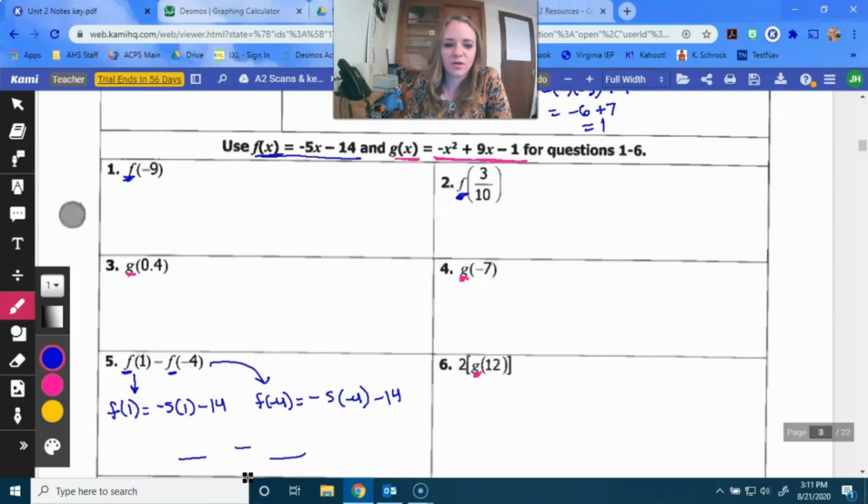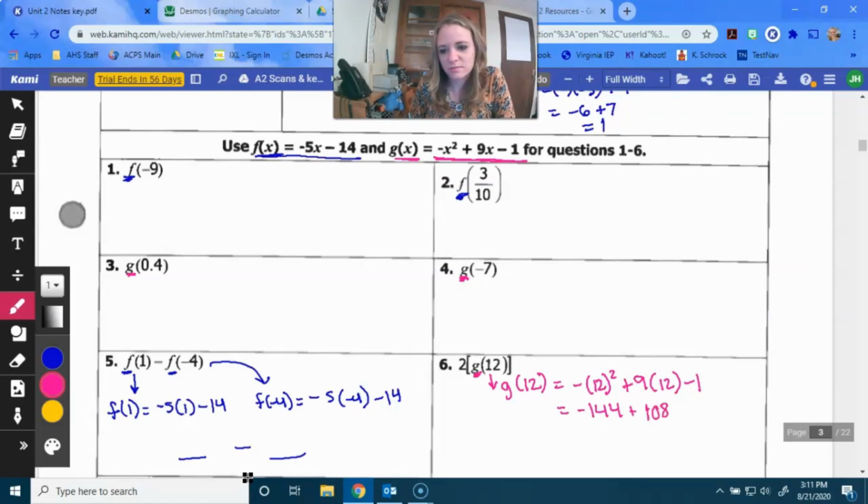And then on this one, you're going to work inside out. So you start with your G of 12. So negative 12 squared again. Notice when I substitute in, I always put my x in parentheses. 9 times 12 minus 1. That's going to ensure that this answer comes out to be negative like it's supposed to. Negative 144 plus whatever 9 times 12 is.